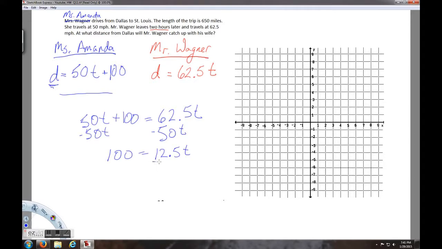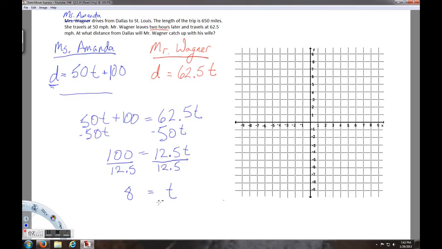So we're going to do that, and we're going to divide both sides by 12.5. And when we do that, we figure out that t equals 8. Now, if you can't do it in your head, that's fine. Do it on a piece of paper, but try to resist using that calculator. So what does this mean? I want you to be asking yourselves that all the time.